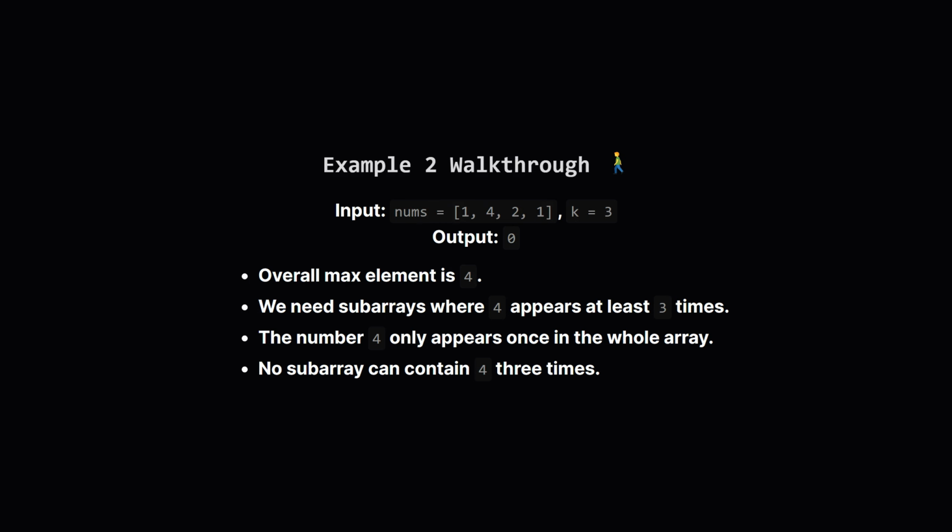Now for the second example. The list is 1, 4, 2, 1, and k is 3. The maximum number in the whole list is 4. We need subarrays where 4 appears at least 3 times. But wait, looking at the list, the number 4 only shows up once in total. So it's impossible to find a subarray where it appears 3 times. Therefore, the answer is 0.